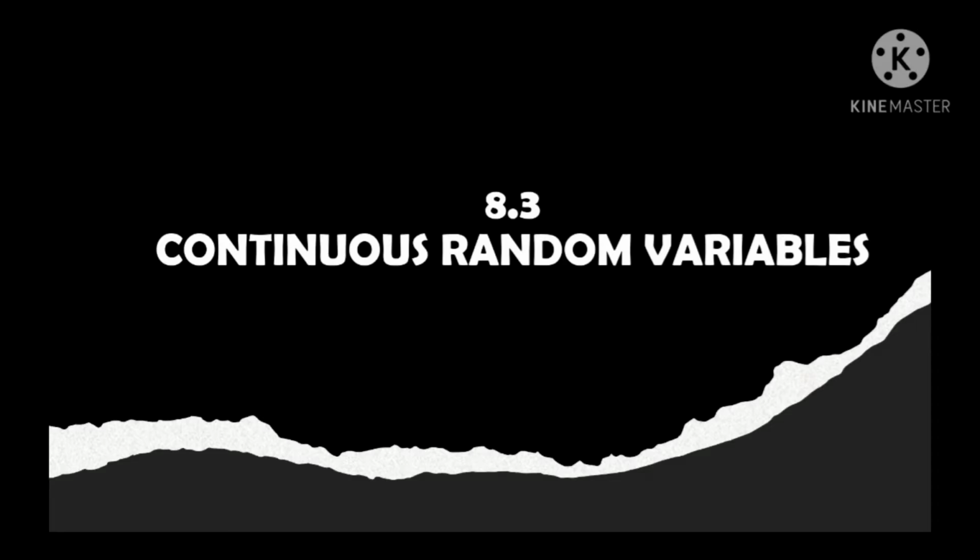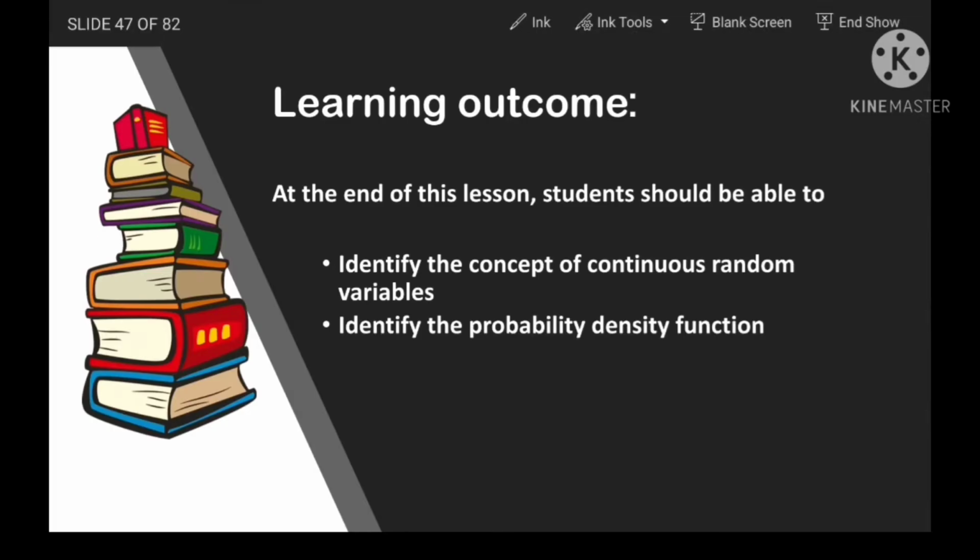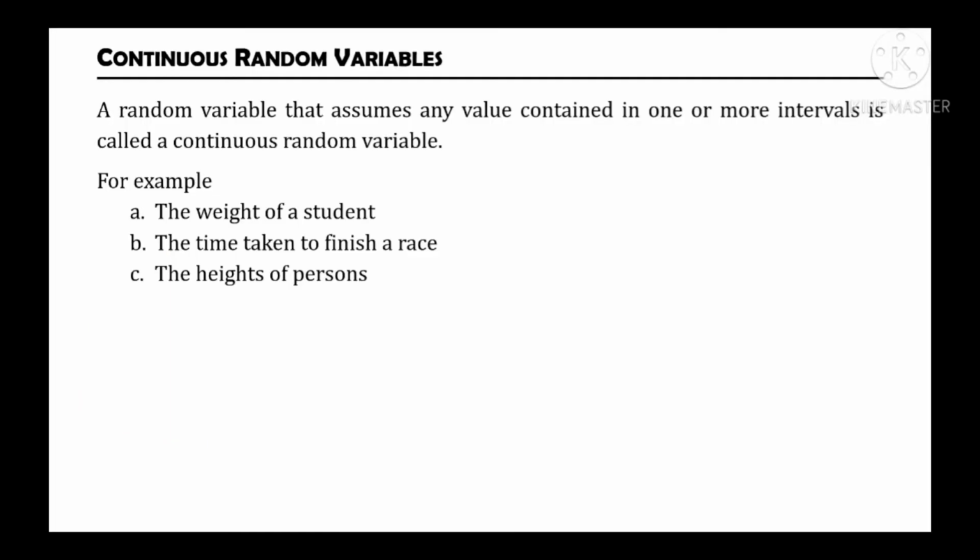Point 3. Continuous random variables. These are the learning outcomes for this lesson. A random variable that assumes any values contained in one or more intervals is called a continuous random variable. For discrete, we have x equal to a number. For a continuous random variable, instead of a number, x is in one interval from A to B.